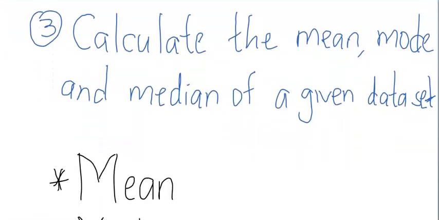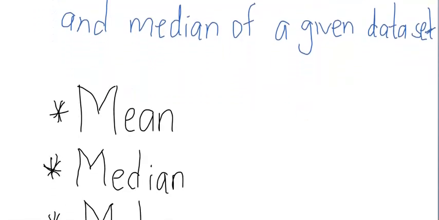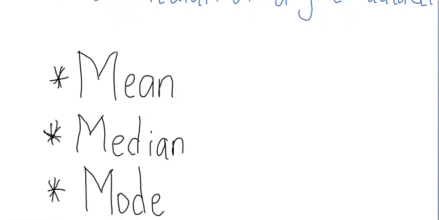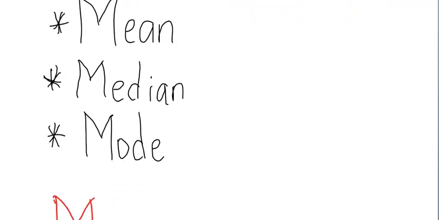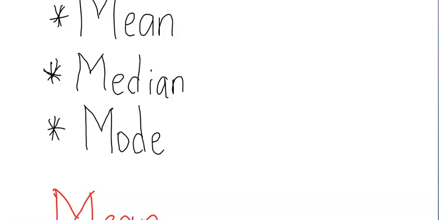Now, let's go back to our first learning outcome. When we talk about the measures of central tendency, those are just statistical measures that summarize data and provide insights into a central value around which the data tends to cluster. These measures of central tendency include the mean, the median, and the mode. Let's start with the mean.